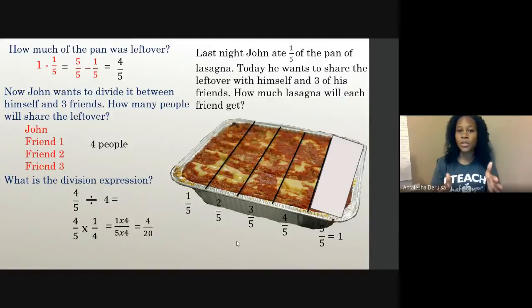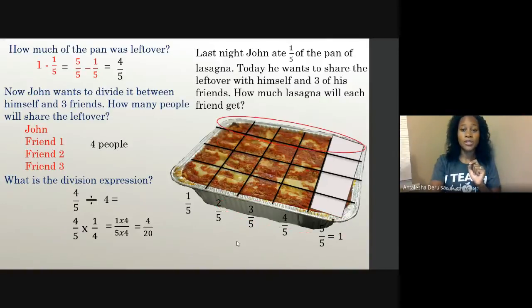What do we have to do with that 4/5? We have to take that 4/5 and divide it evenly between the 4 people. We need 3 lines to divide evenly between 4 people. So we have 1, 2, 3 lines. And notice that we can put people on the side. So let's see what that looks like.